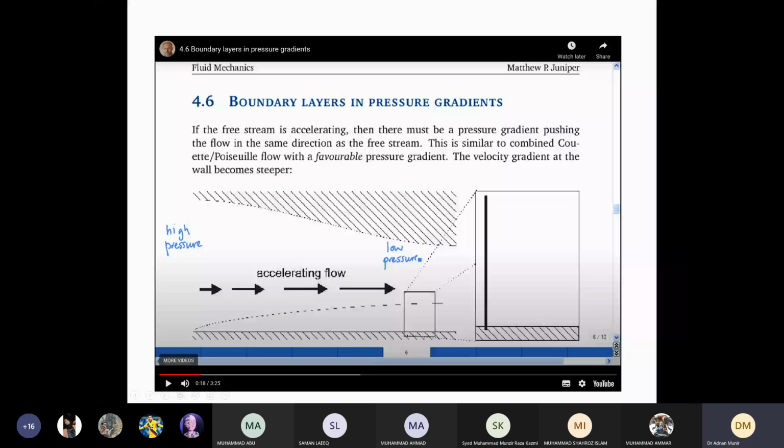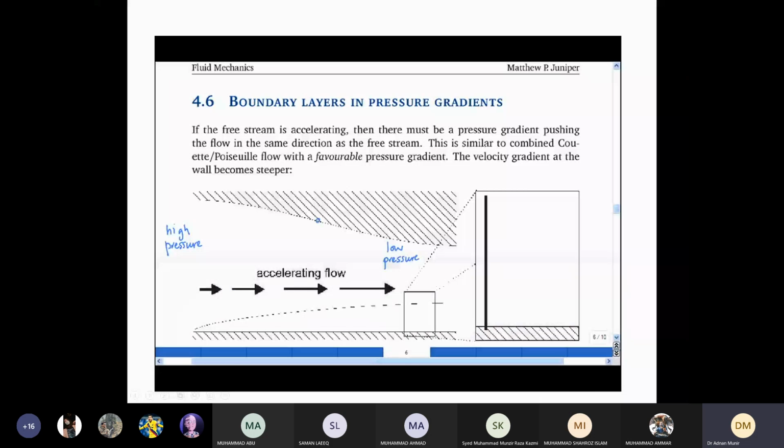Now in case of accelerating flow, because flow always moves from high pressure to low pressure, there will be additional flow because of this pressure gradient in the direction of accelerating flow. And we'll see how it will affect the boundary layer. I'm going to ignore the boundary layer on the top surface here, and I will just consider the boundary layer on the bottom surface. So I'll draw some axes and plot Vx as a function of y.